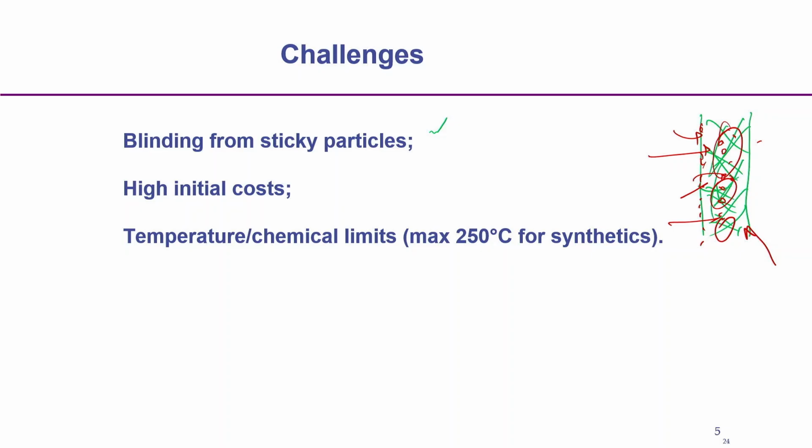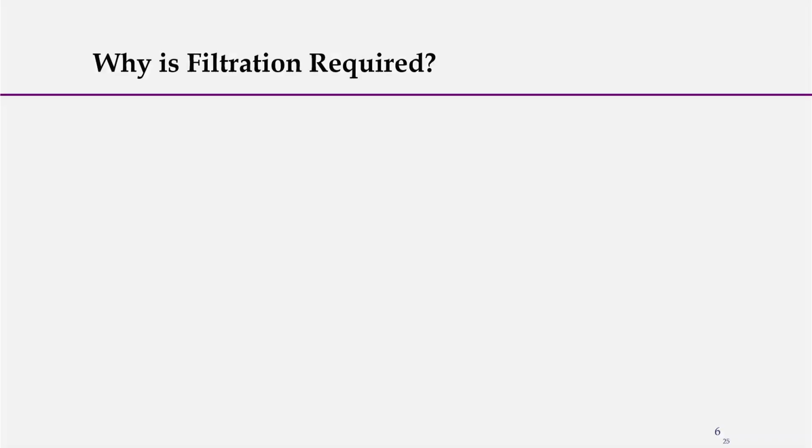For synthetic fiber, we can use maximum 250 degree Celsius, but there are high temperature resistant fabrics also, like meta-aramid, aramid fiber we can use. Moisture sometimes causes swelling or sticking characteristics. So, these are the different challenges.